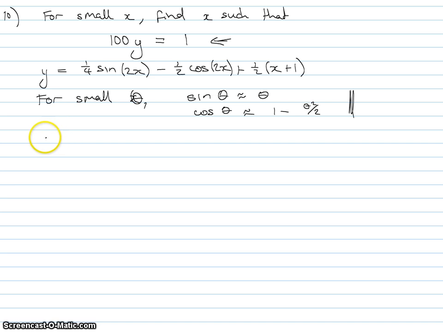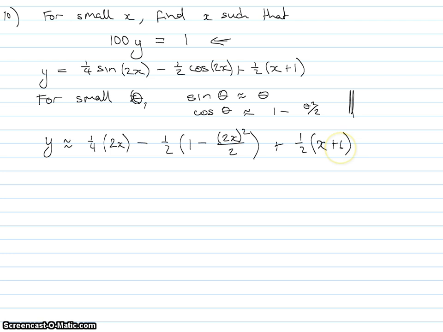So what does that give us? That gives us that y is approximately equal to 1/4 times sine of 2x, and sine of 2x is approximately 2x for small x, minus a half. Cosine of 2x is very close to 1 minus 2x squared over 2. So 1 minus 2x whole thing squared over 2 plus a half x plus 1. So what does that give us? Well, this gives us 1/4 times 2x gives us a half x minus, and we get a half, plus, this is going to be 4x squared divided by 2 times a half, going to give us x squared, plus another half x plus a half.